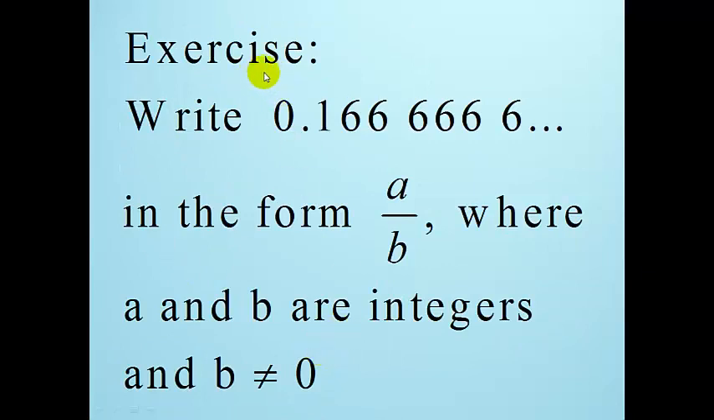Now take this as an exercise. Write 0.16666666 in the form a over b, where a and b are integers and b is not equal to 0. Now, after solving the problem, the answer will give you 1 over 6. You will get 1 over 6 as the answer. That is your exercise.